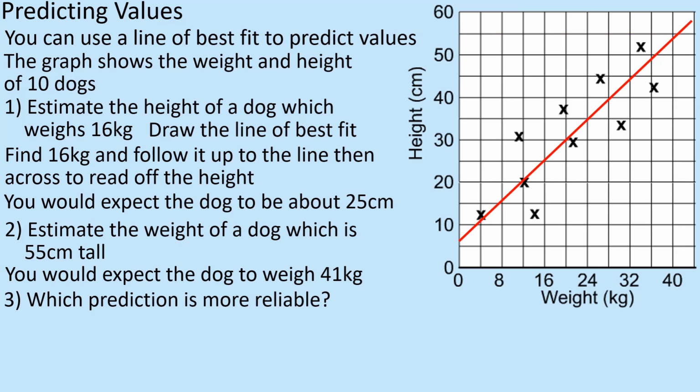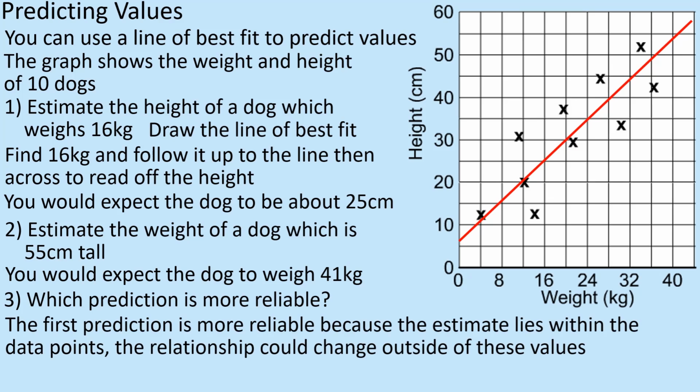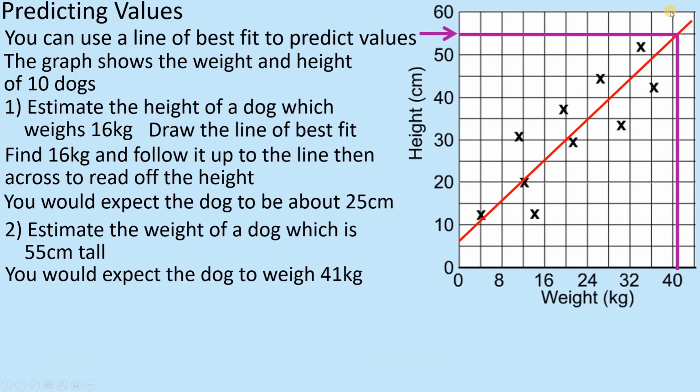Okay, let's have a look at another one. Which prediction is most reliable? All right, so what do you think, which prediction is most reliable of the two? And any reason why? The first prediction is more reliable because the estimate lies within the data points. All right, so I'll go back a little bit so you can see. This one over here goes outside of our data.